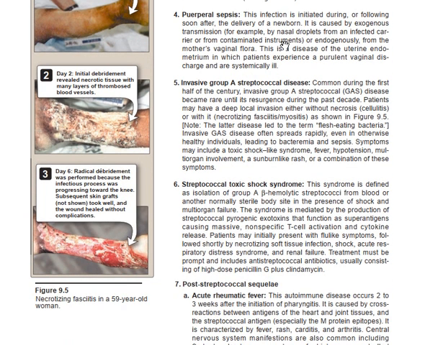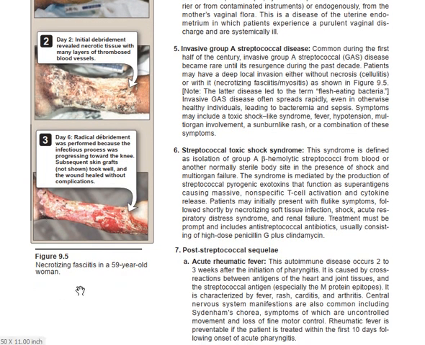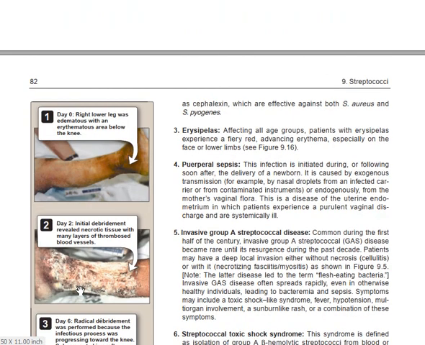Now this next image is going to show you necrotizing fasciitis. Now you need to know that necrotizing fasciitis is a polymicrobial disorder. Is it clear? But the major pathogen involved in necrotizing fasciitis is Streptococcus pyogenes, so group A Streptococci. So this is how necrotizing fasciitis starts. On day 0, we have an edematous right lower leg, with an edematous area below the knee.